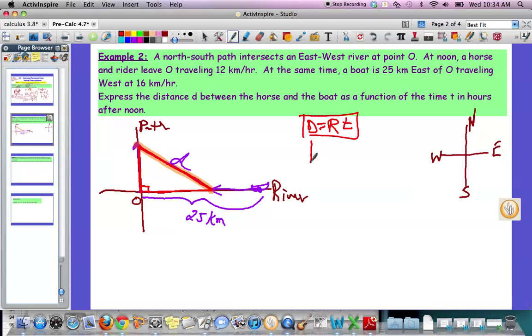We also said if we had a right triangle, if this side is A and this is B and this is C, we also have a formula that says A squared plus B squared equals C squared. Those are the two things we need to know to solve this problem.